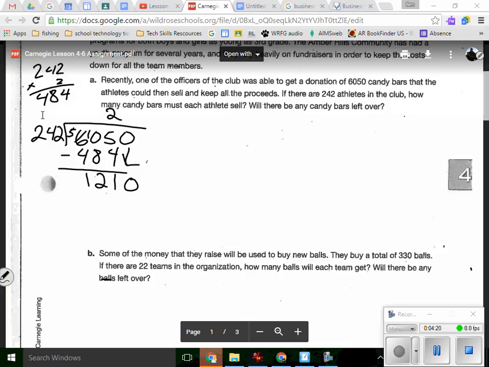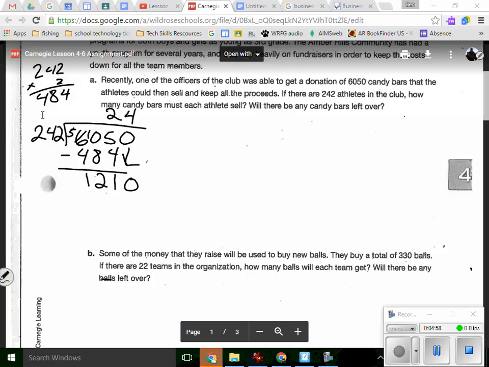So then we say, well, 242 is going to go into 1,210. Well, let's go with our 250 again. 250 times 4 is 1,000, right? 250 times 5 is 1,250. But 1,250 is well over that. I'm going to go with 4 for now. Let's just try 4, okay?